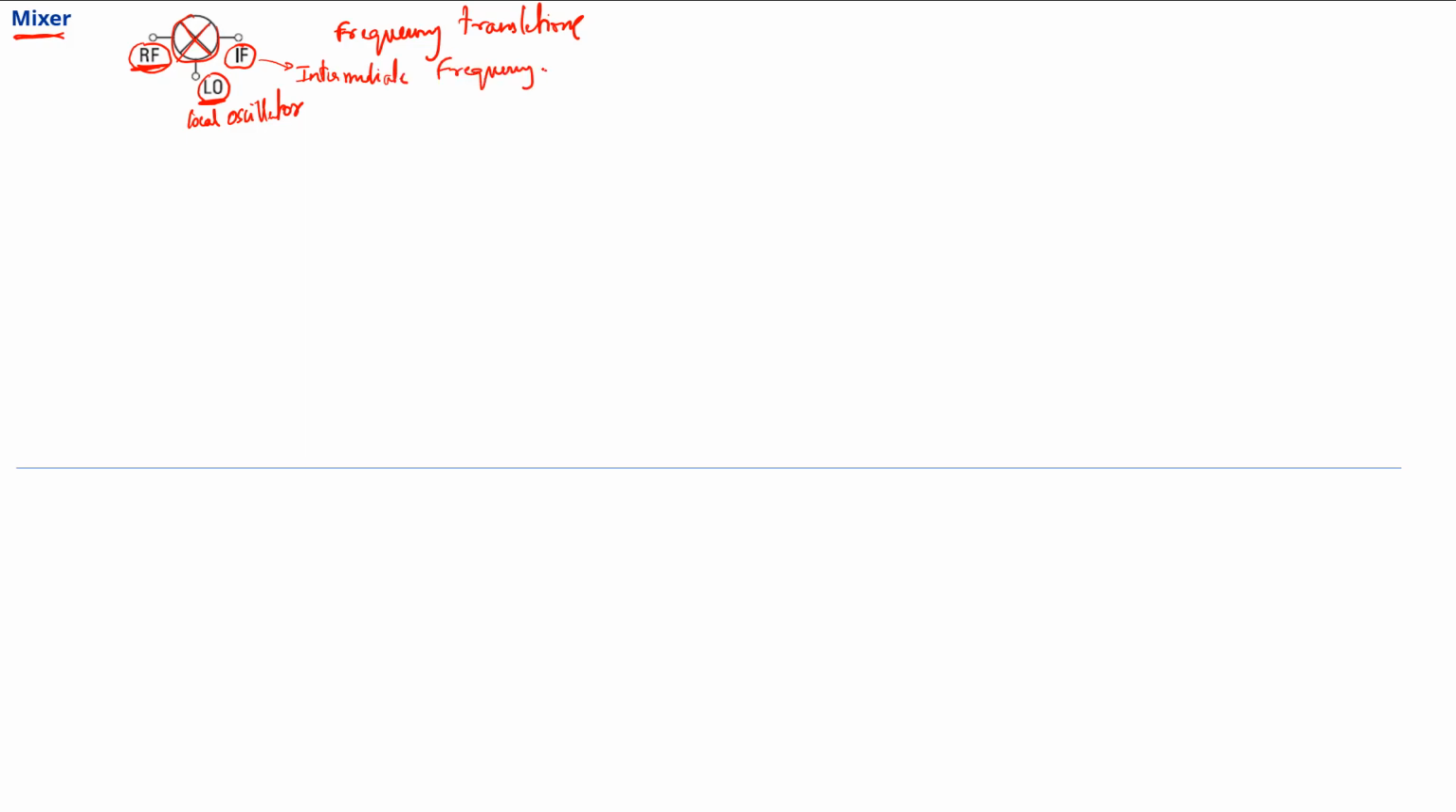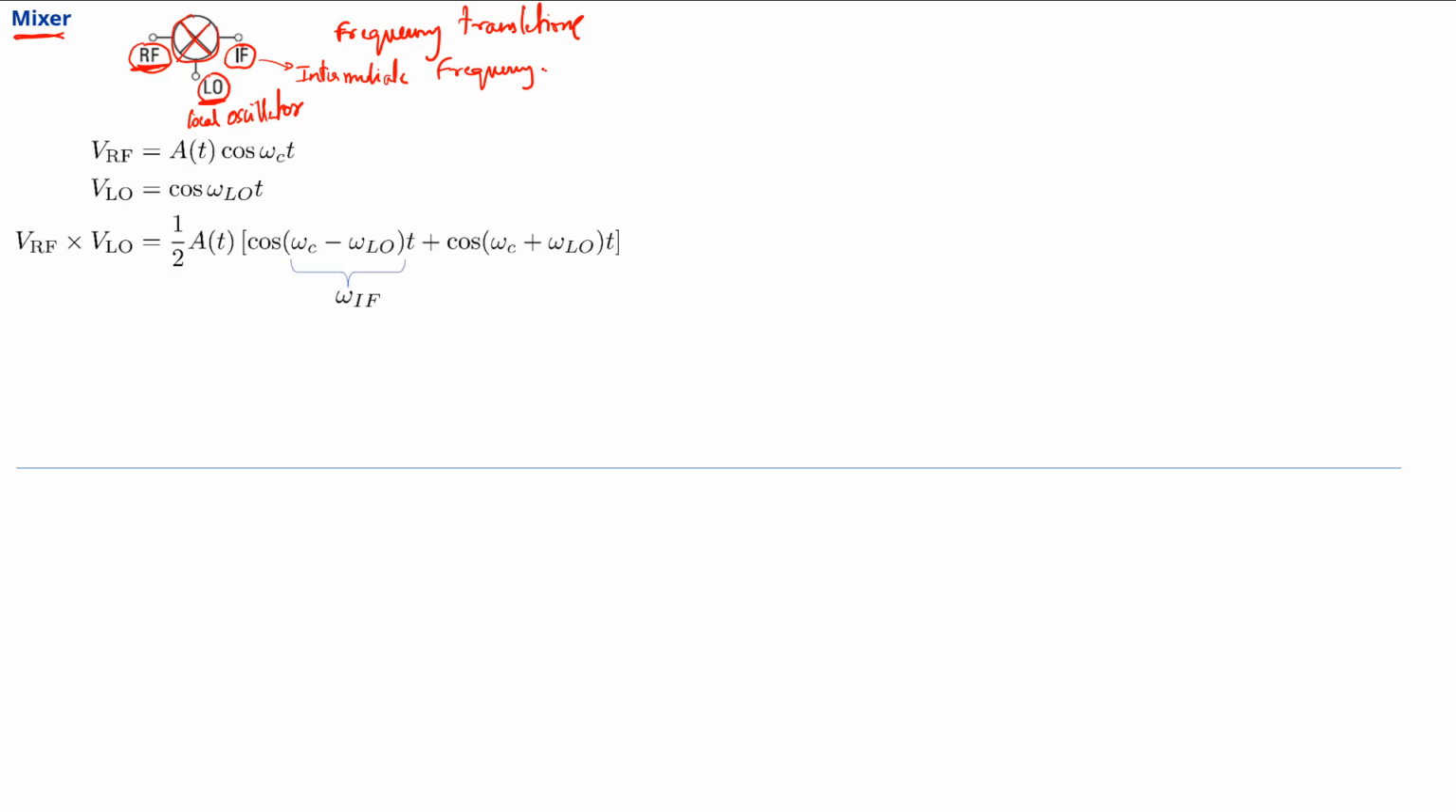Mathematically, the RF signal is going to have a certain carrier frequency fc, where omega c is 2 pi fc, and a certain amplitude that can change with time. If the signal is encoded in the amplitude, then this becomes the amplitude modulated signal with a carrier frequency of fc. The local oscillator frequency is something different than fc, and we call that FLO, the local oscillator frequency corresponding to this signal.